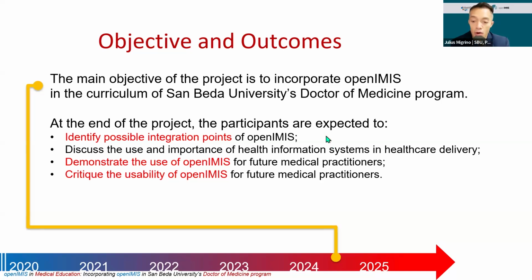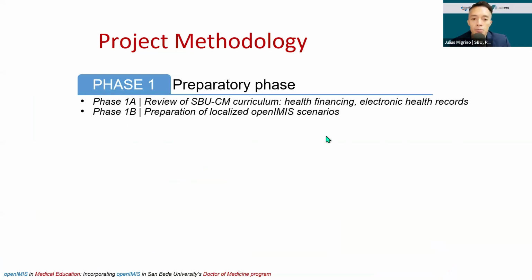So let's take a look at the project activity design. The project started with phase one, and particularly phase 1A, which was a review of our current curriculum specifically regarding topics on health financing and electronic health records. Phase 1B continued with the generation of updated openIMIS scenarios to be used in phase 2. Now, to give you an idea, the 2022 version of the openIMIS training program for medical students here in the Philippines was used as a guide in the crafting of these scenarios. We just updated the scenarios from that technical manual.